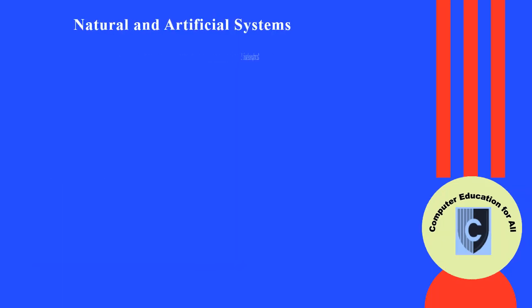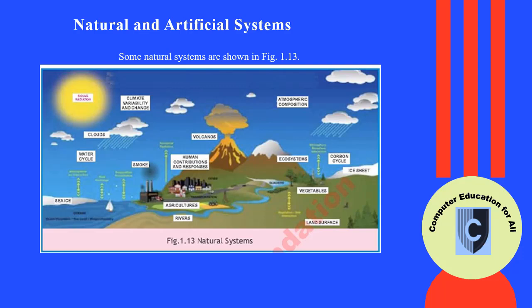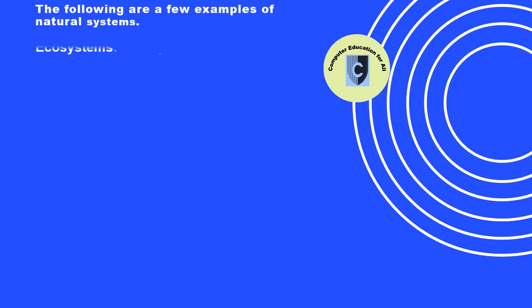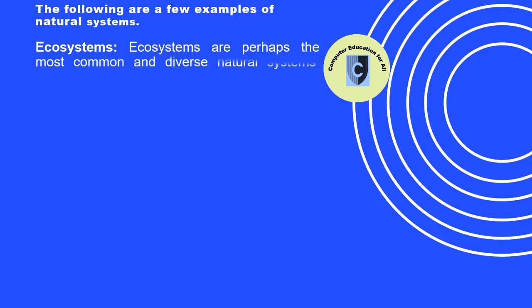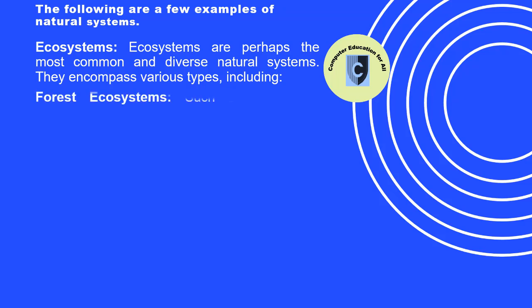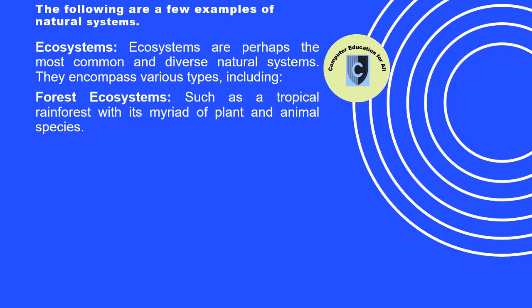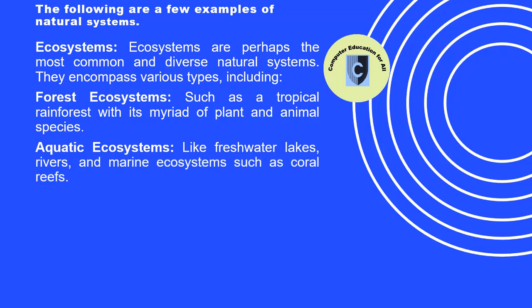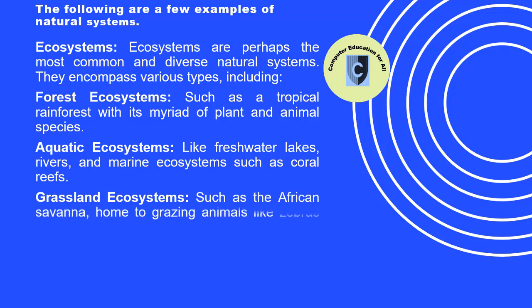Some natural systems are shown in Fig. 1.13. Following are a few examples of natural systems. Ecosystems. Ecosystems are perhaps the most common and diverse natural systems. They encompass various types, including forest ecosystems, such as a tropical rainforest with its myriad of plant and animal species; aquatic ecosystems like freshwater lakes, rivers, and marine ecosystems such as coral reefs; and grassland ecosystems such as the African savanna, home to grazing animals like zebras and wildebeests.